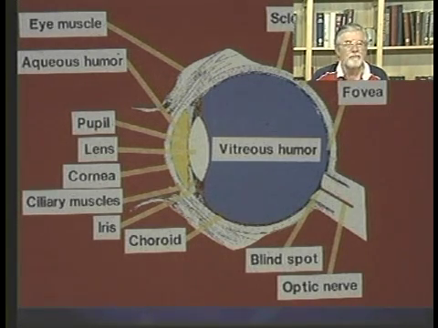Why would that black layer be there? Why would we need to have the choroid layer there in the eye? There are actually two reasons for it. Why would you need it?